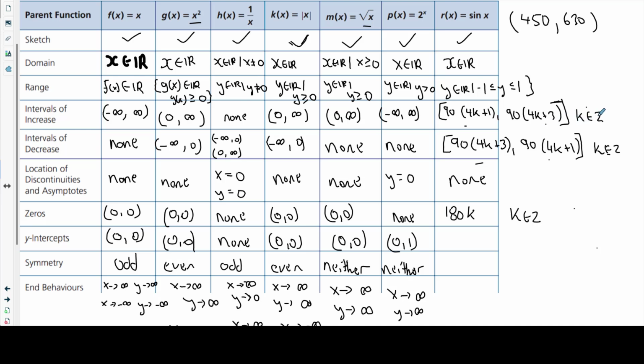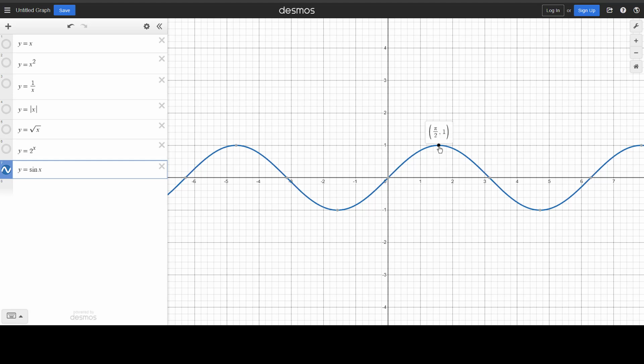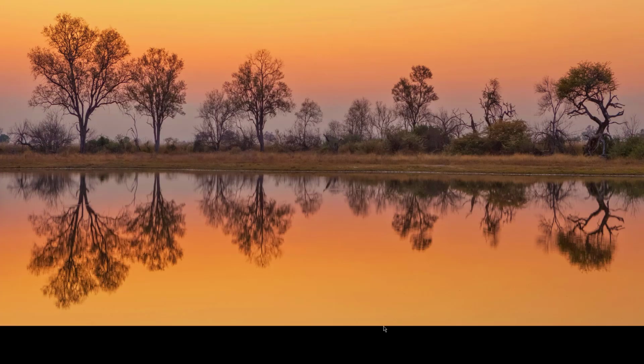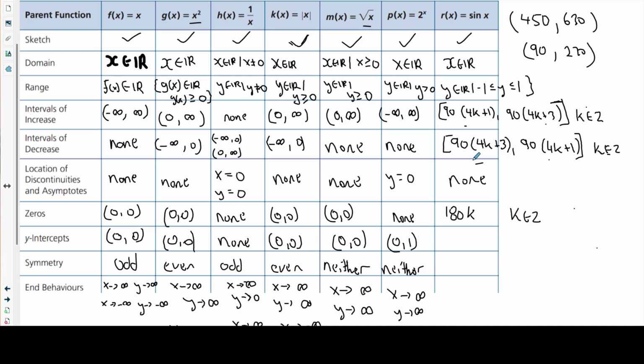Let's put a 0 value for k. So this would be 4 times 0 is 0, plus 1 is 1. So 90 times 1, so that would be between 90 and, once again, if I put 0 here, that would be 90 times 3, 270. So between 90 and 270, there should be an interval of increase. Let's see, is that true? So 90 is here, 270 is here, and that is an interval of decrease. Did I do it backwards? Possibly. I'll have to look into that.